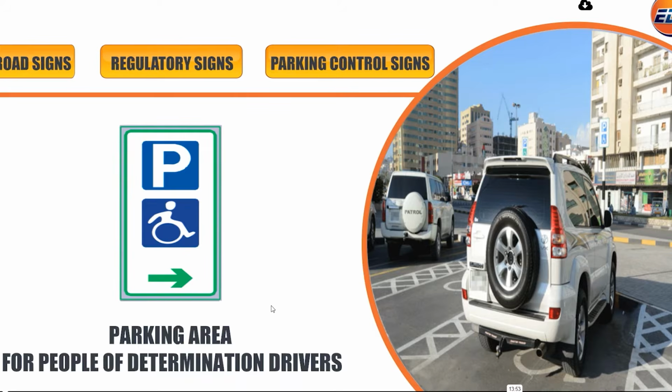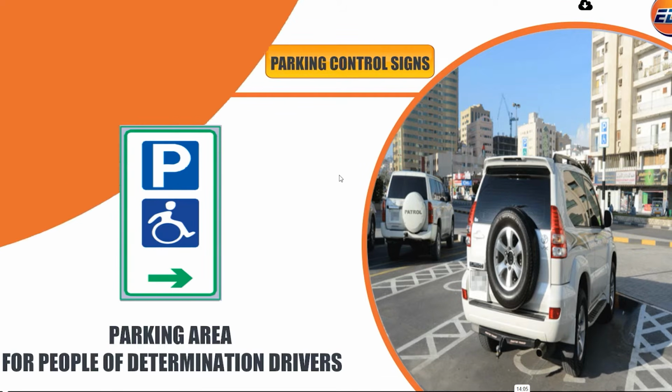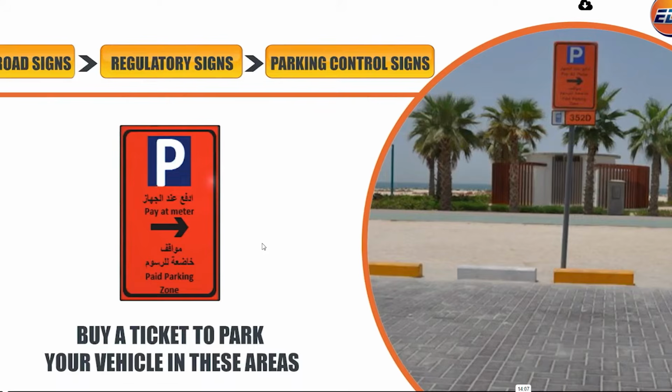It is commonly found near the mall, areas of worship, parks and government buildings or other civil services. Motorists should not park, stop or wait in this parking. Violation can attract a fine. Meter parking. This sign indicates that this is a paid parking zone, and arrow indicates that the parking meter is on the right side, where you can buy a ticket to park your vehicle.